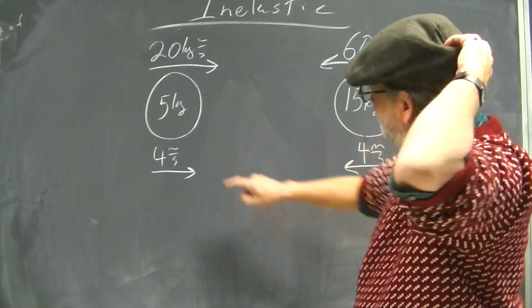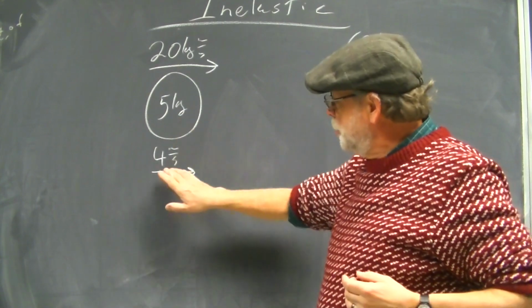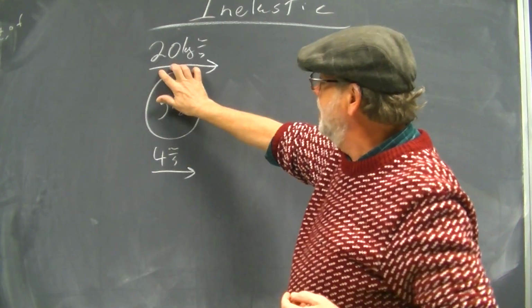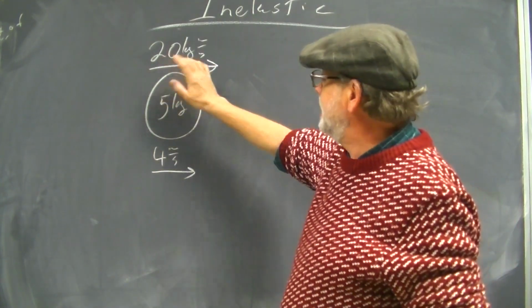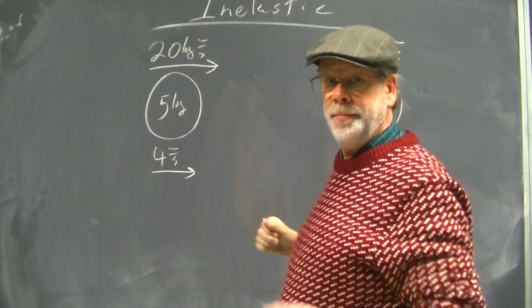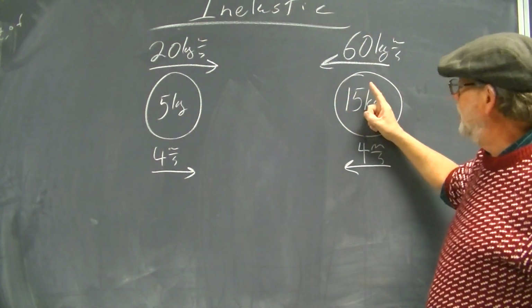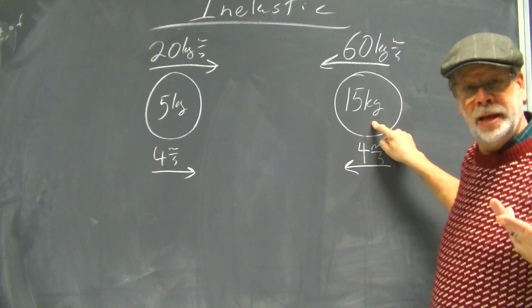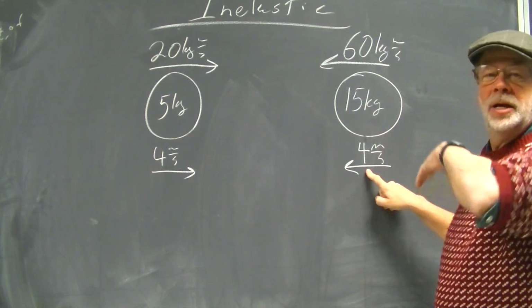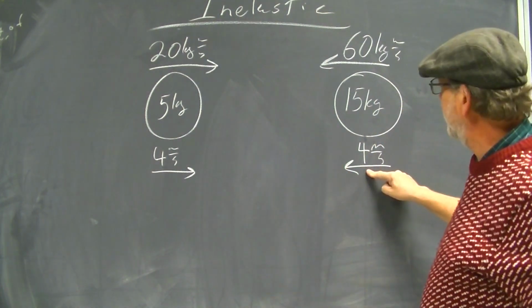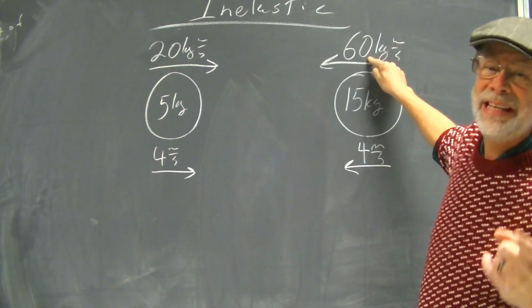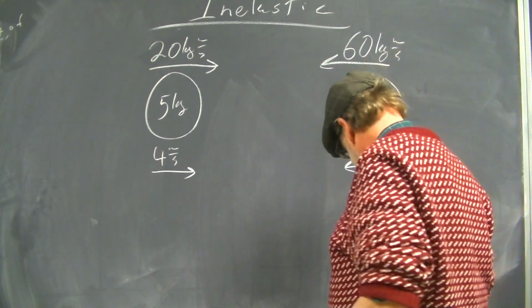So here I have a 5 kilogram object. It's moving at 4 meters per second. You'll see on top, this is the momentum of it: 20 kilogram meters per second to the right. Over here, I have a 15 kilogram object. It's moving to the left at 4 meters per second, giving a total momentum of 60 kilogram meters per second.